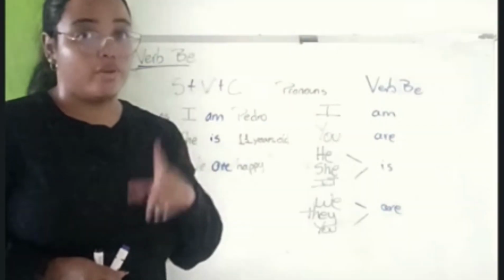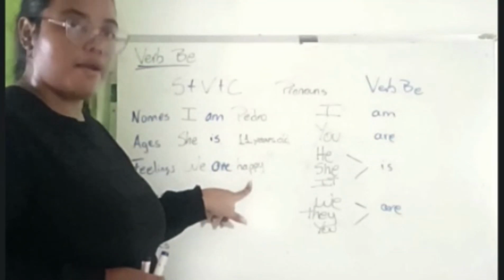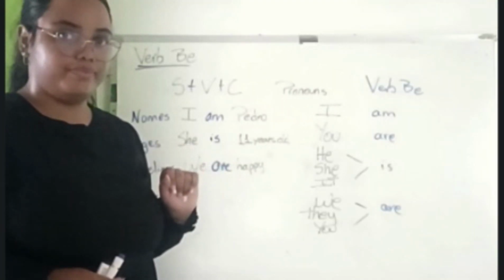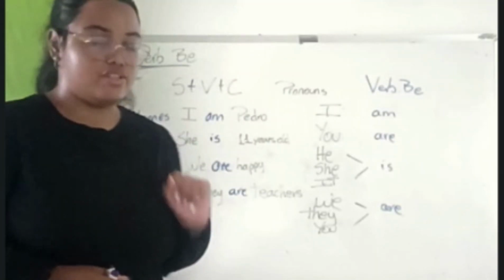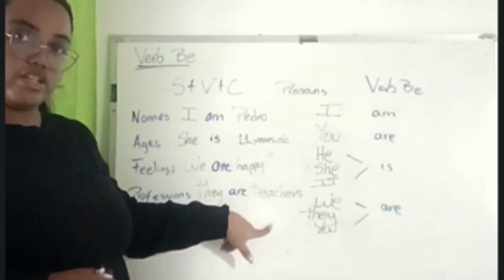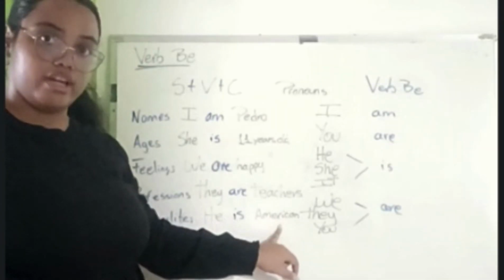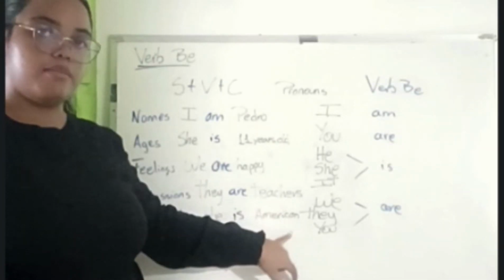Now let's see with feelings. We are happy. Are is a verb. Professions. They are teachers. Nationalities. He is American.